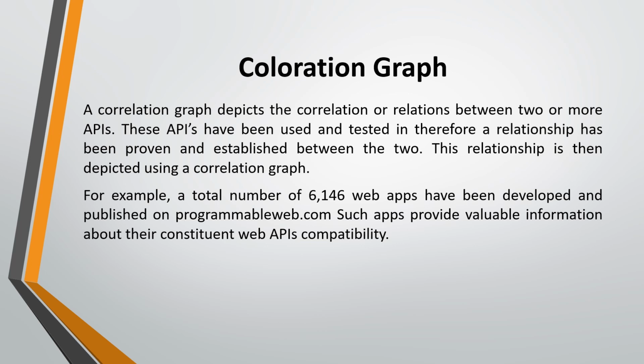For example, a total number of 6,146 web applications have been developed and published on programmableweb.com. Such applications provide valuable information about their constituent web APIs' compatibility. For example, a web app published on programmableweb.com indicates that its APIs are compatible because its developer has verified their compatibility and successfully integrated them into the web application.